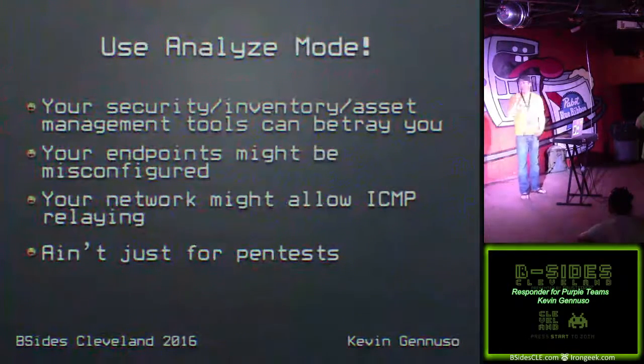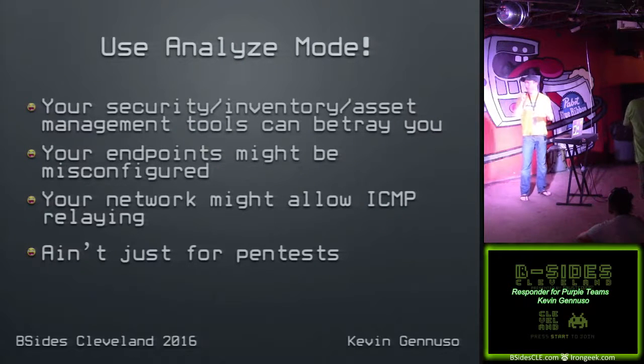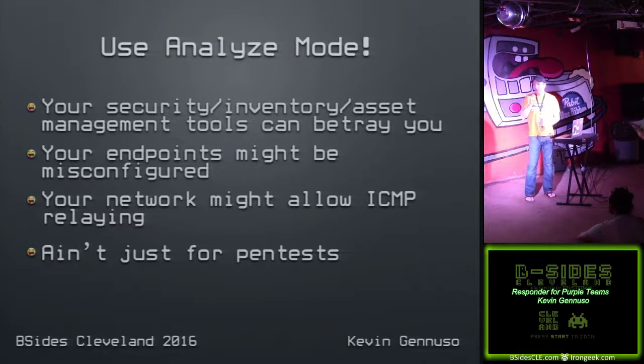So I guess the point is use analyze mode. Your security, inventory, and asset management tools can and may be betraying you right now. Your endpoints might be misconfigured. Your network might be configured to allow ICMP relaying, right? In the end, Responder, it ain't just for pen tests. You can use this as a defender as well.